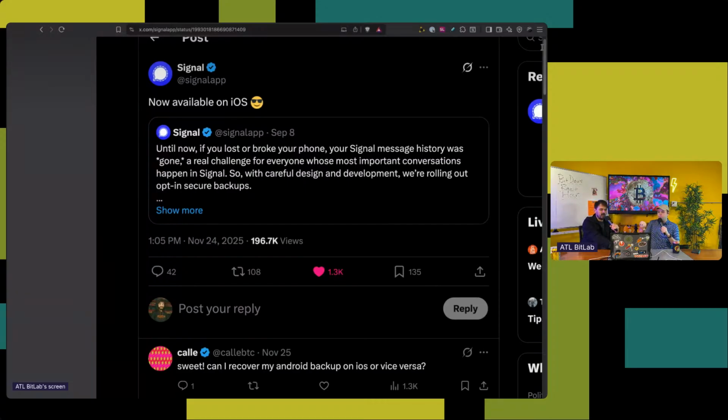You'd run the risk of not getting all your message history, because they weren't going to do anything that would accidentally leak your message history. But now there's an opt-in if you really absolutely need those messages backed up, you can opt in to do these secure backups. So that's kind of neat.